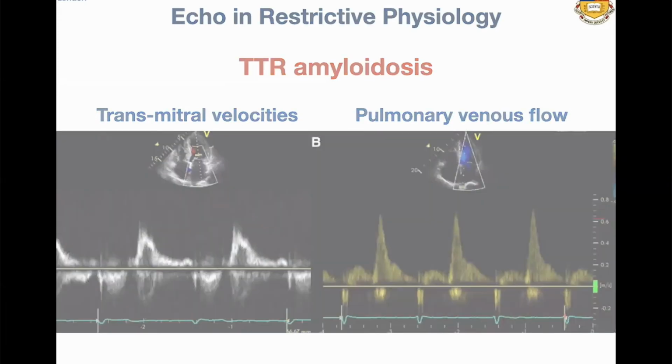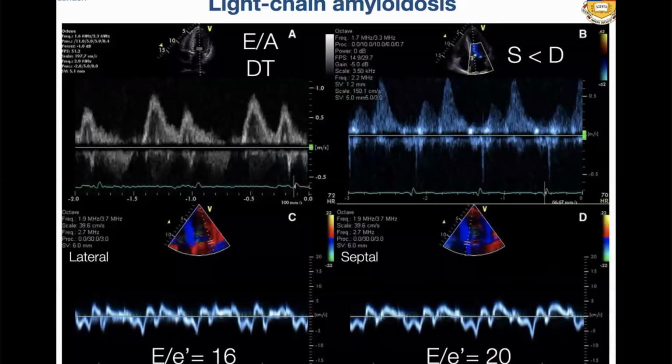E/A wave is not very reliable because you see here in this example on top left you have fairly normal transmitral velocities and deceleration time, yet on tissue Doppler you have an increased E to E prime ratio, both seen in the lateral wall but also in the septal wall. So that tells you that something is wrong with this transformer. So don't trust it very much.